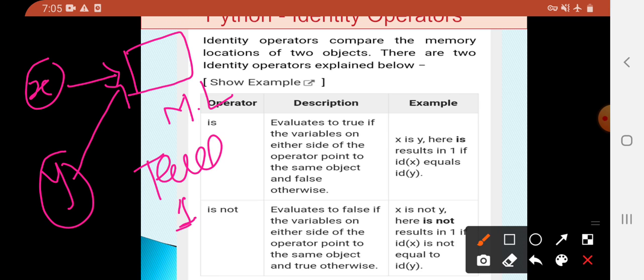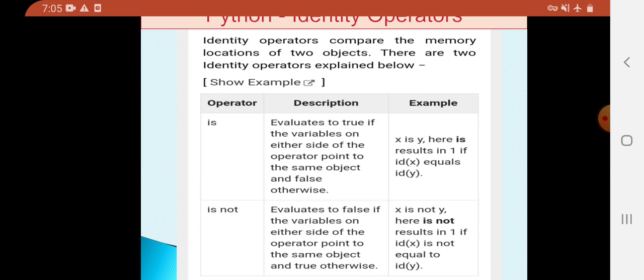So "is" evaluates to true if the variables on either side of the operator point to the same object, otherwise false. So x points to y. Here the result is 1 if both are the same, otherwise false.